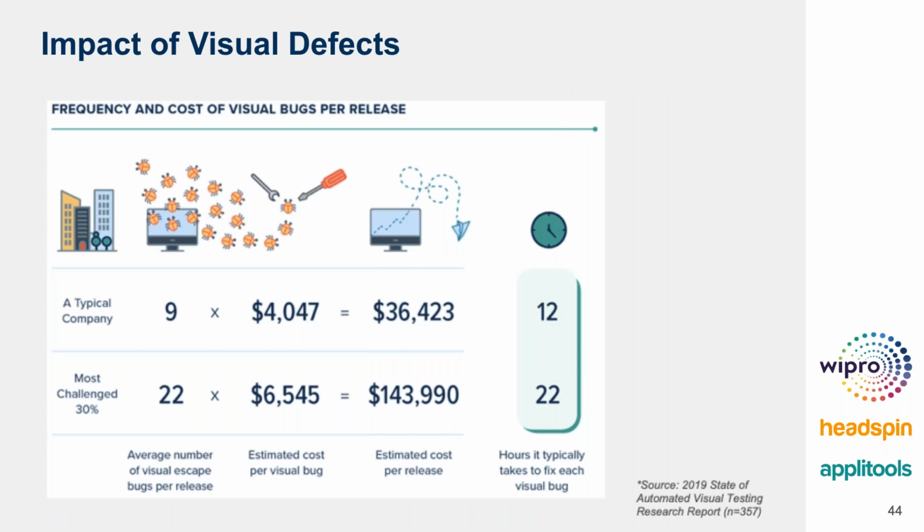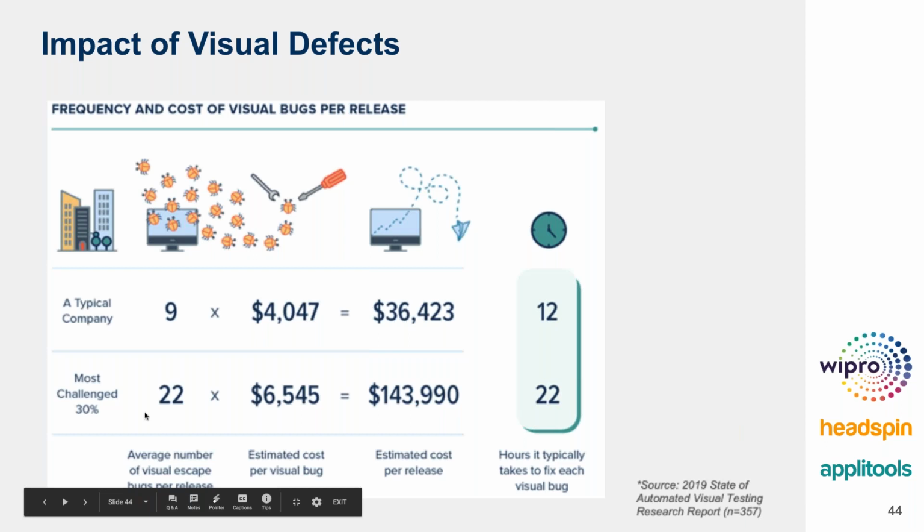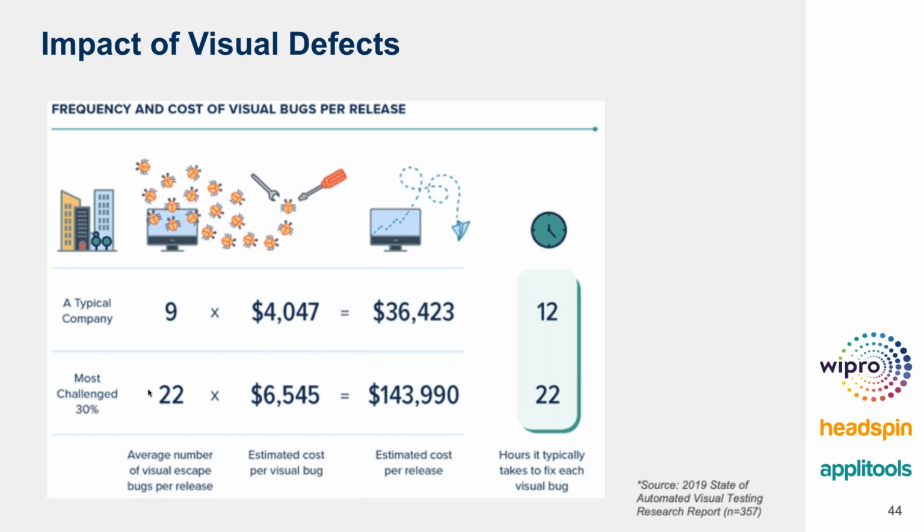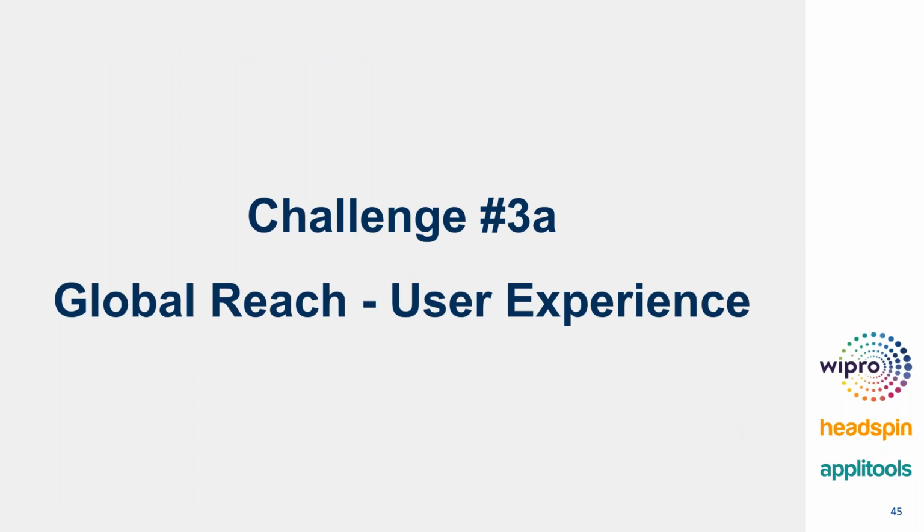A typical figure from the report on the state of automated visual testing, which was published earlier this year: if on average you have 25 visual defects escaping per release in a particular product, it is estimated that the organization is spending close to 145,000 US dollars per release to fix those issues. So visual defects do have a very big impact if they are not caught as quickly as possible.